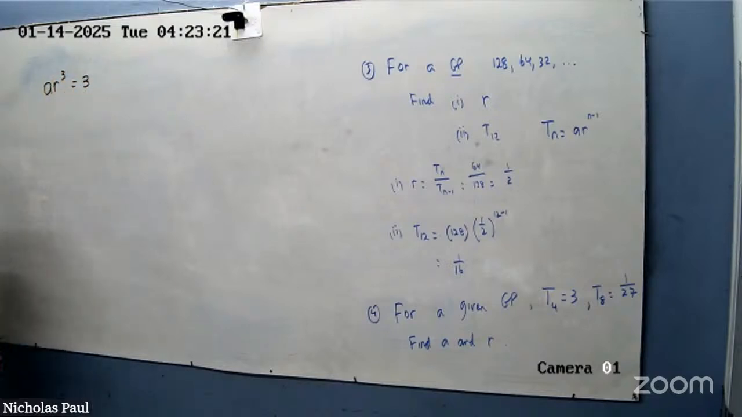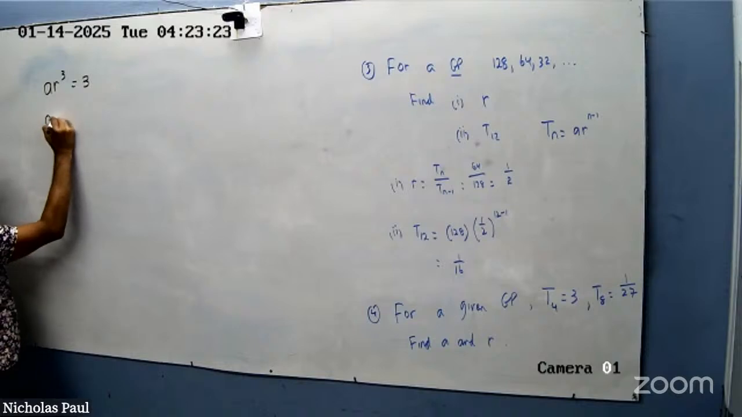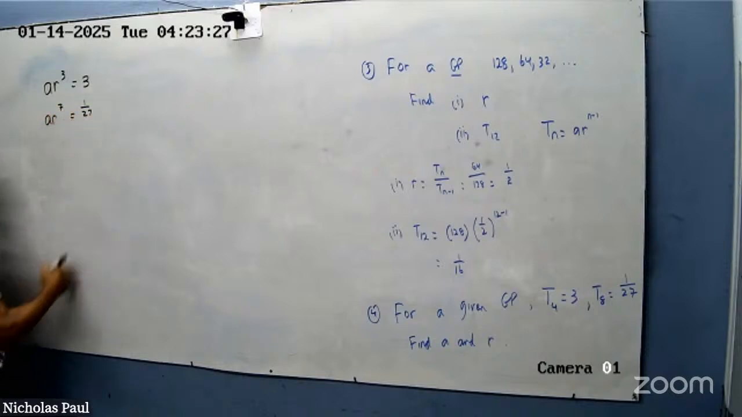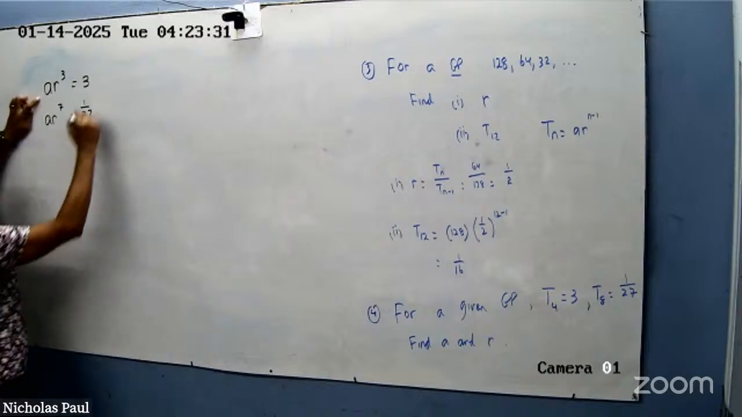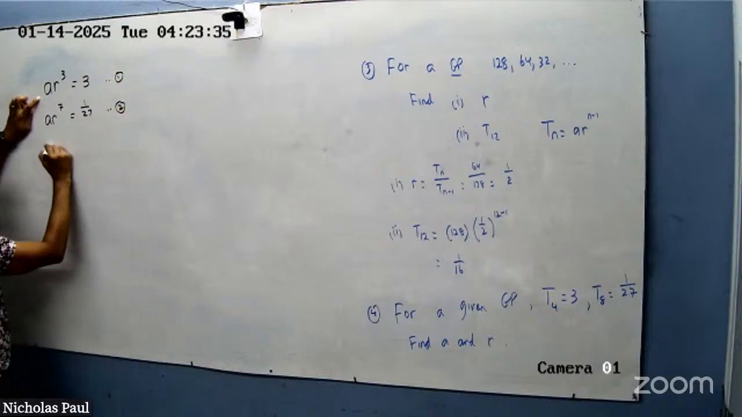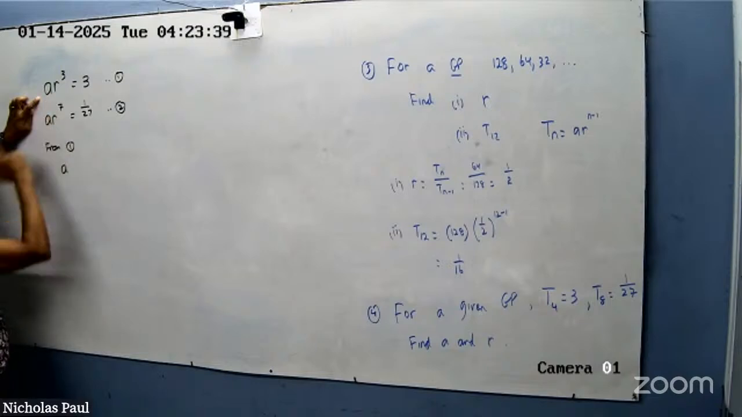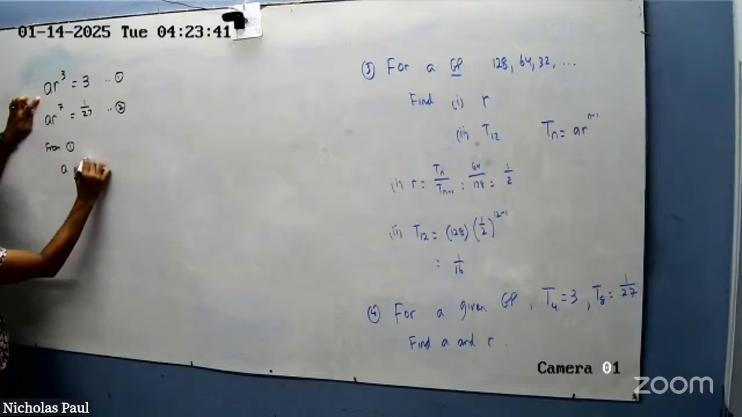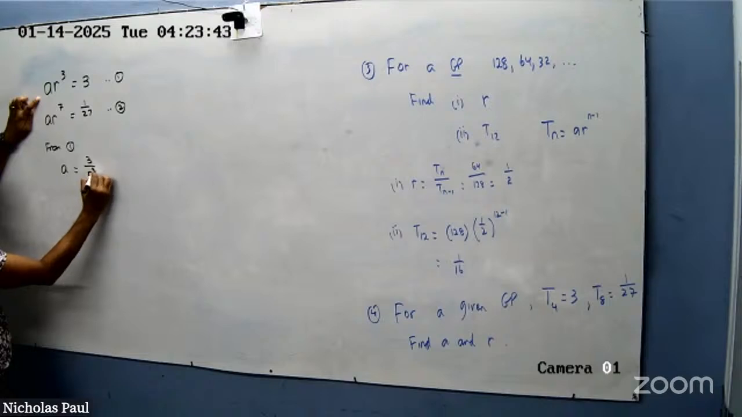The question also said that the 8th term, which is AR to the 7, is 1 over 27. Right? There are a few things that we can do. Number one, I could call this equation 1, equation 2. And I could say from equation 1, I can make A the subject of the formula. A is equal to 3 on R cubed.